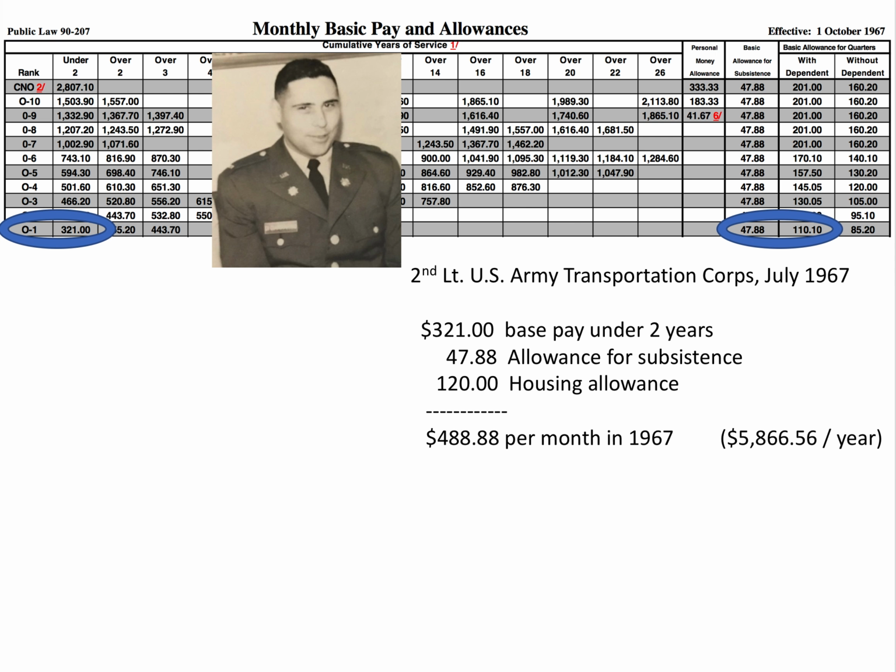The base pay was $321. Now, we had another allowance for subsistence, if you will, because officers have to pay for their own food. So it was $47.88. And then we had a housing allowance for officers living off base. They did not have sufficient housing on base for married officers. And so my then wife and I had an apartment off base near Fort Eustis in Newport News, Virginia. And so they gave us another $120 a month to cover housing.